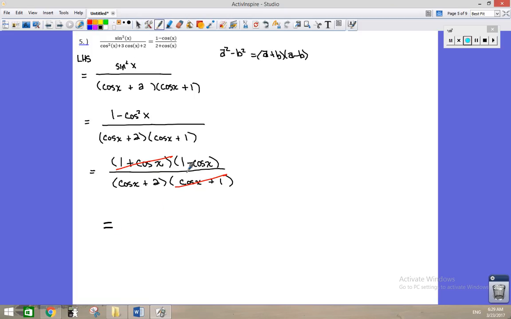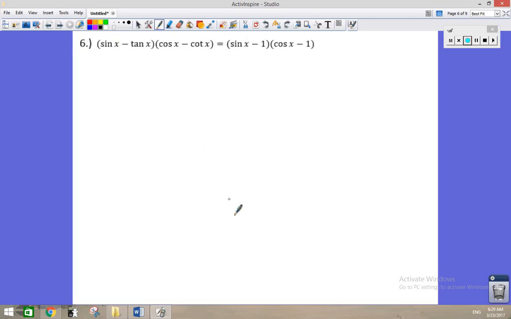So that leaves me with a numerator of 1 minus the cosine of x, and a denominator, the cosine of x plus 2 is the same, the order of addition. We say that addition is commutative: when you have a plus b, that's the same thing as b plus a, and that property is called the commutative property. And so this is the right-hand side. So we've shown it. Let's take a look at this next one.